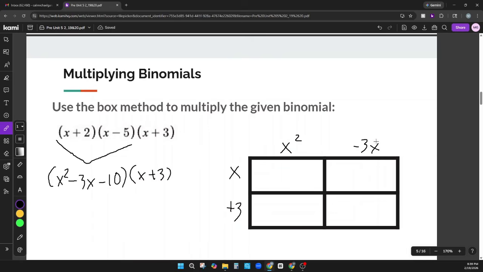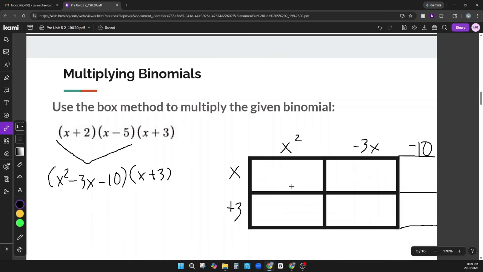Well, as stated, I don't have room. My box is too small. Let's make that box bigger. Let's go ahead and extend out this box, make another column for it, and let's put in that -10. Our setup is going to be exactly the same. We just need a bigger box to accommodate our larger parentheses that we're multiplying by.